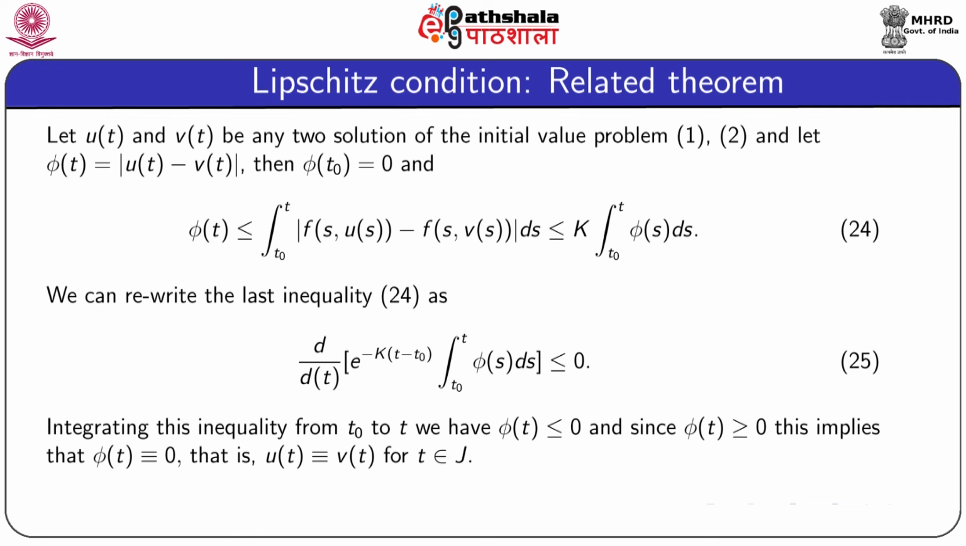We rewrite the last inequality 24 as d/dt of e^(-k(t - t0)) times the integral from t0 to t of phi(s) ds is less than or equal to 0, given by 25. Integrating this inequality from t0 to t, we have phi(t) less than or equal to 0, and since phi(t) is greater than or equal to 0, this implies phi(t) is equal to 0, and hence u(t) is equal to v(t) for all t belonging to the interval J.